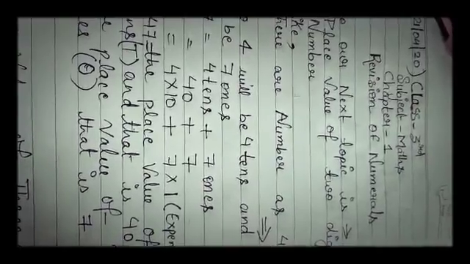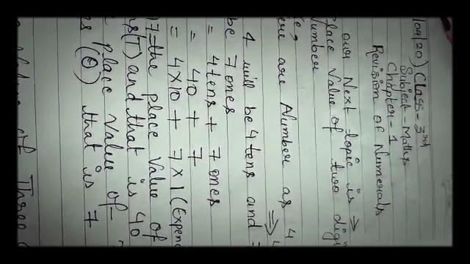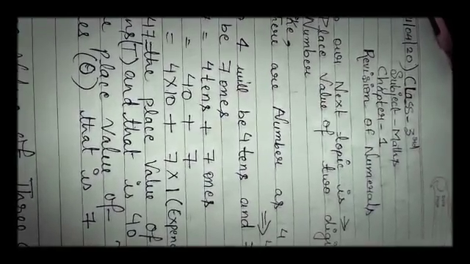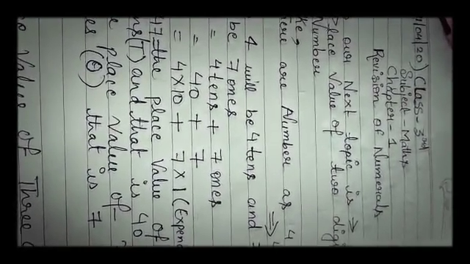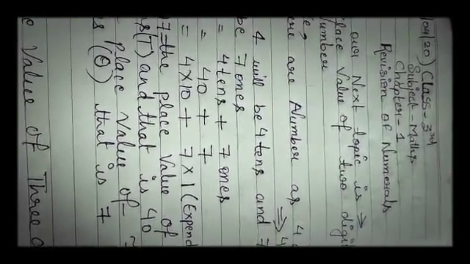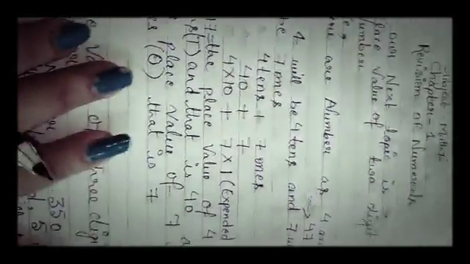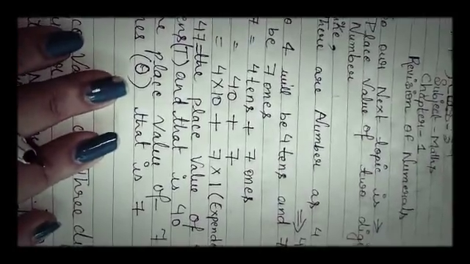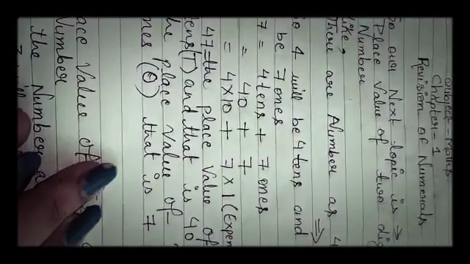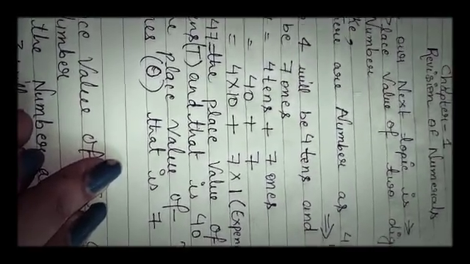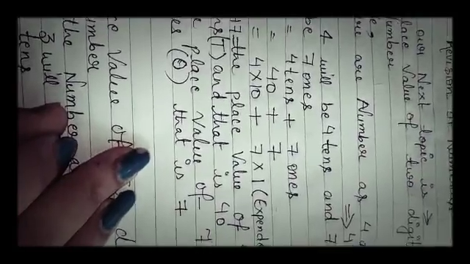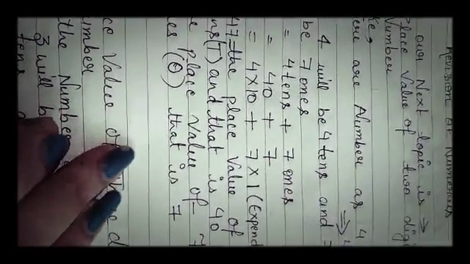In my previous classes, I have told you about 1, 2 and 3 digit numbers, comparison between the numbers, and successors and predecessors of a number. And in this class, I will tell you about the place value of 2-digit numbers and 3-digit numbers. So, let us move to the place value of 2-digit numbers.